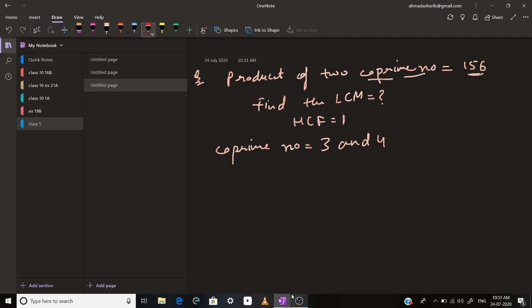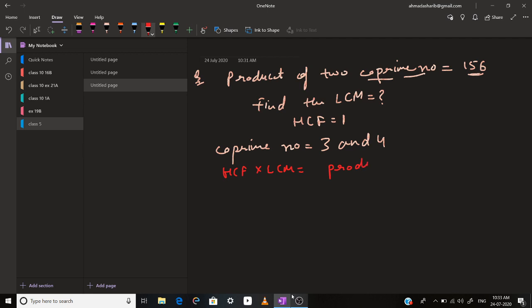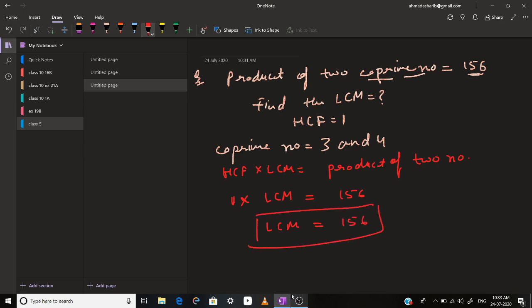So now we can write the formula HCF into LCM is equal to product of two numbers. The formula which we have written in the previous question, so this formula I will write again. Now HCF is 1 and LCM we have to find is equal to product of two numbers, 156. So LCM into 1 is LCM, and your LCM is 156. This is the answer.